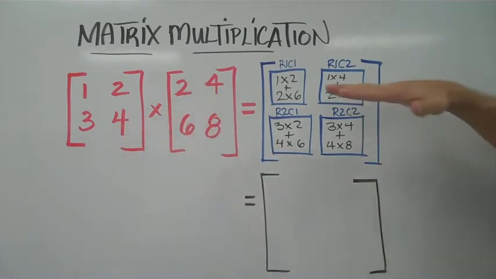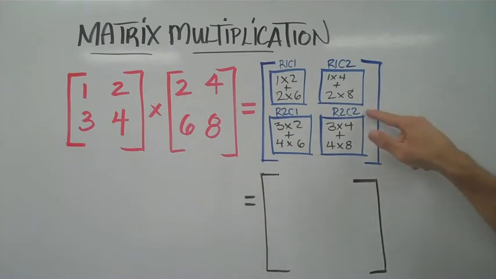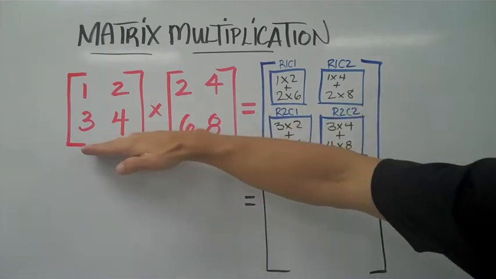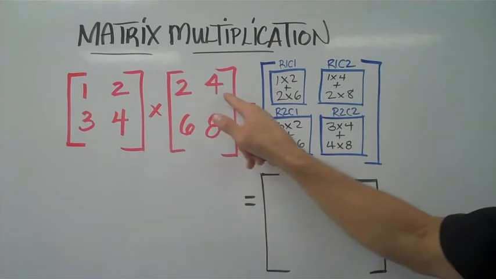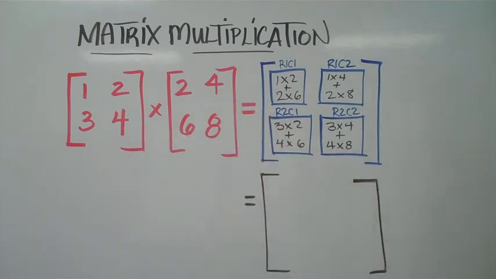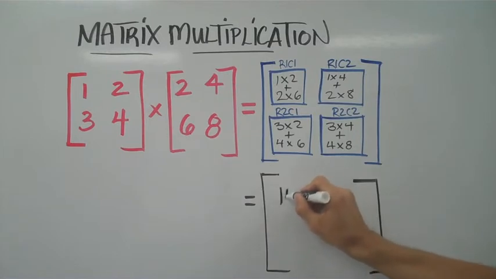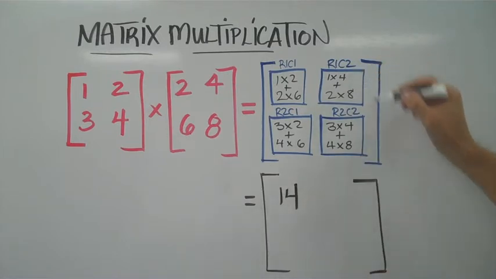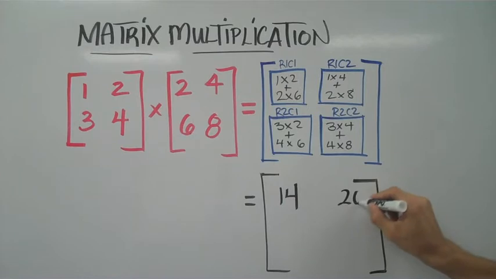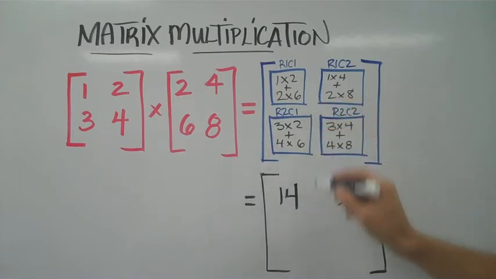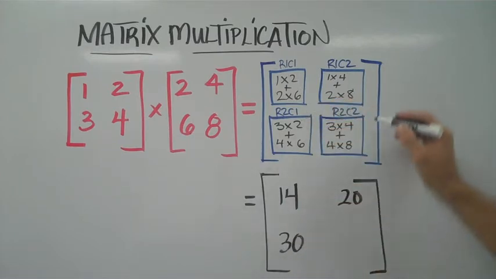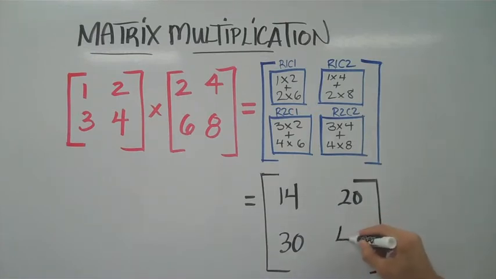And here I'm down in row 2 and in column 2. I'm row 2, column 2. That means take row 2 times column 2. 3 times 4 plus 4 times 8. That will give me 2 plus 12 is 14. And 4 plus 16 is 20. And 6 plus 24 is 30. And 12 plus 32 is 44.